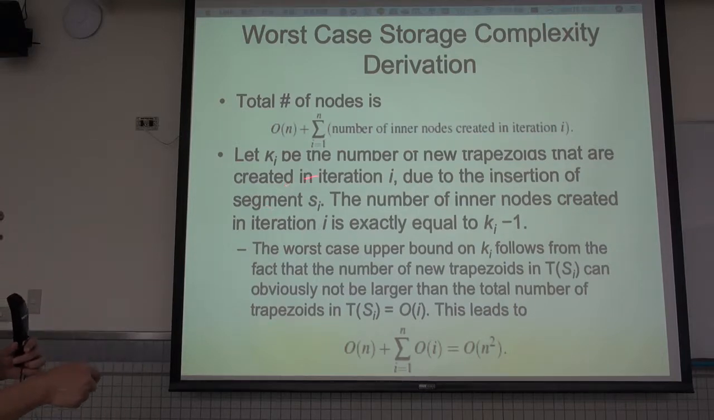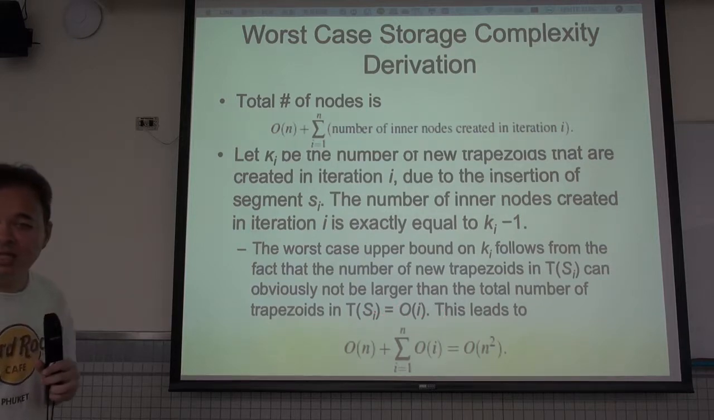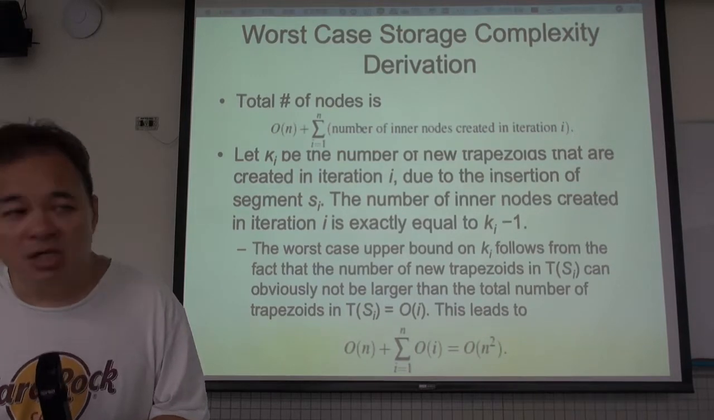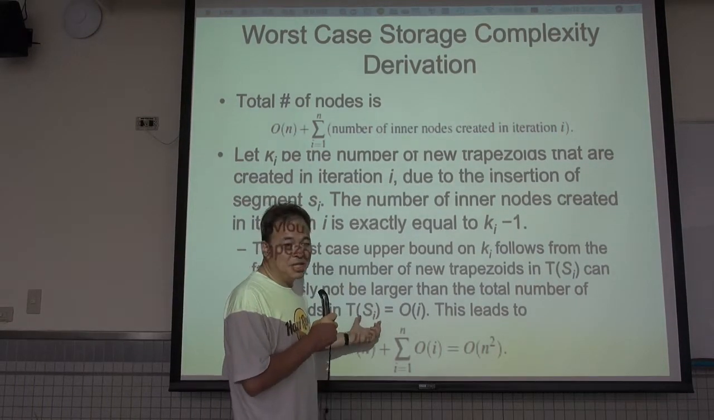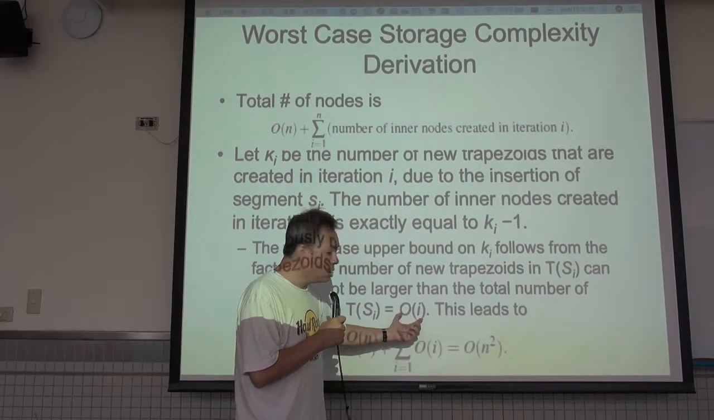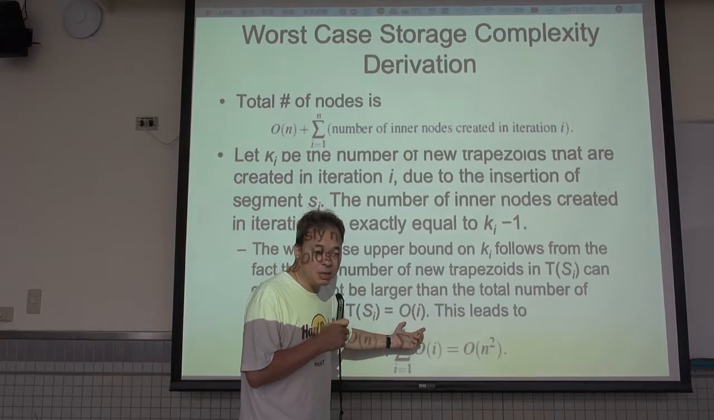So if this iteration i creates Ki trapezoids, then we are going to create Ki minus 1 internal nodes. So the worst case upper bound of Ki follows from the fact that the number of new trapezoids in T of Si can obviously not be larger than the total number of trapezoids in this one, which is bounded by linear. Remember, if you have n line segments, it will be 3n plus 1. You add in the new line segment, we are going to end up having i segments here, so the total number of trapezoids will be at most 3i plus 1.